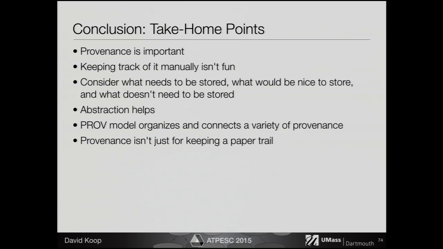Abstraction helps with provenance, right? If you can specify something in a workflow, or if you can abstract your code into different functions, it'll be a lot easier to think about how you want to store the provenance there. The PROV model helps organize, connecting a variety of provenance.